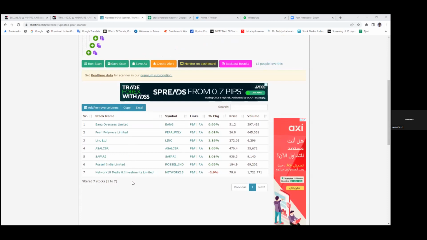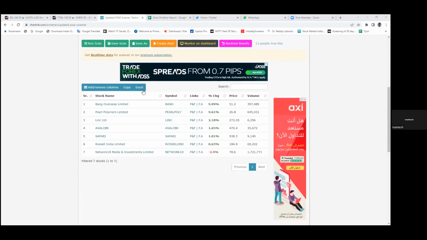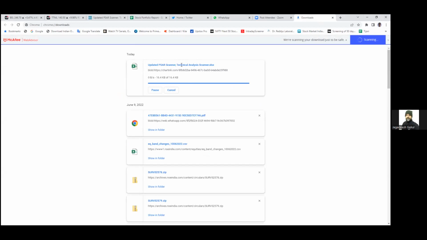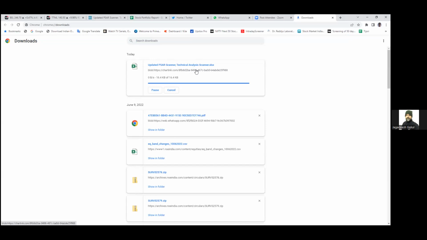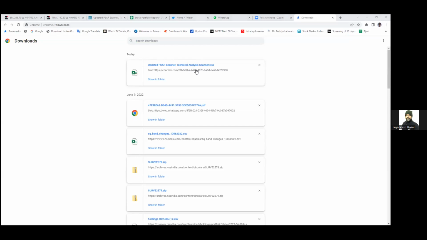So these are the 7 stocks which we got on Friday. Because you know that the market was very volatile, that's the reason you are getting only 7 stocks. So what I do, I will just pull this into the Excel sheet. I'm just creating a watch list now.